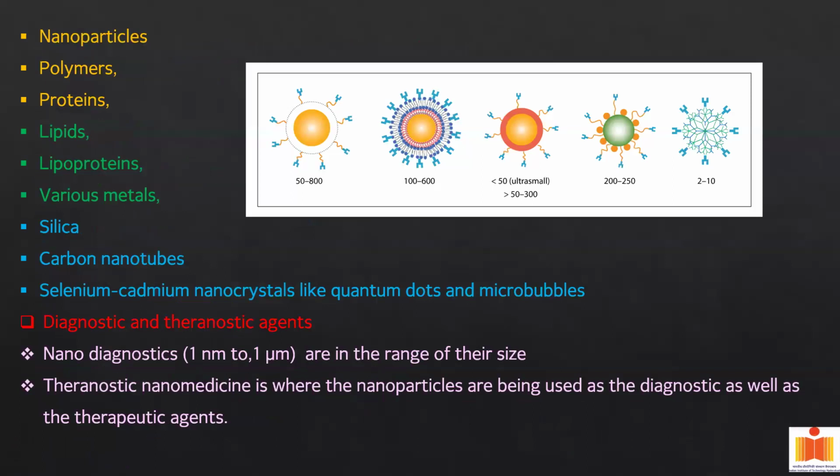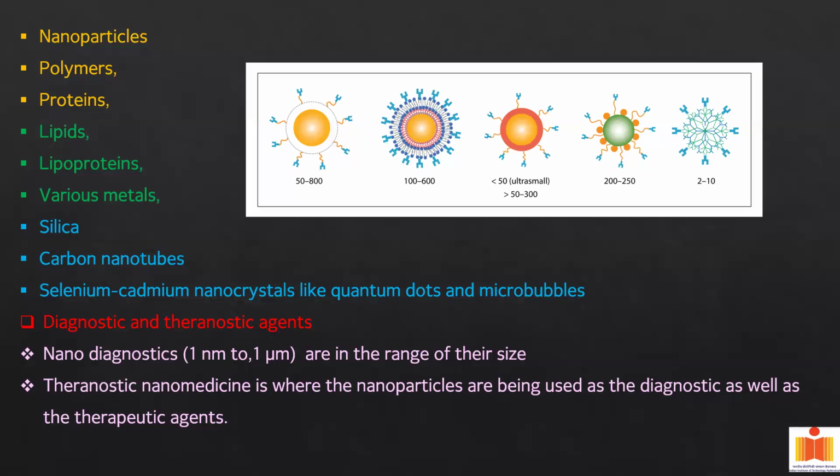So what exactly are the nanoparticles? They are made up of polymers. They can be proteins, they can be lipids, they can be lipoprotein combinations, various metals, silica, carbon nanotubes, various elements like selenium, cadmium, and their role now is as diagnostic as well as theranostic agents. But most of them are at a diagnostic level. And again, theranostic nanomedicine is something which is coming up very widely in coming years, where diagnosis as well as therapeutic agents are there.